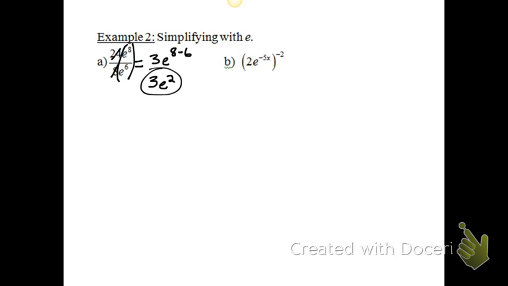Let's look at this guy. I have 2e to negative 5x raised to the negative 2. There's a couple ways of doing this. One way is to distribute that exponent to both factors in the product.